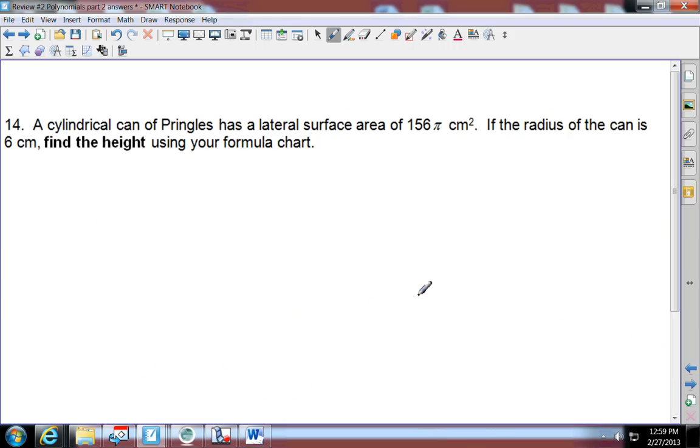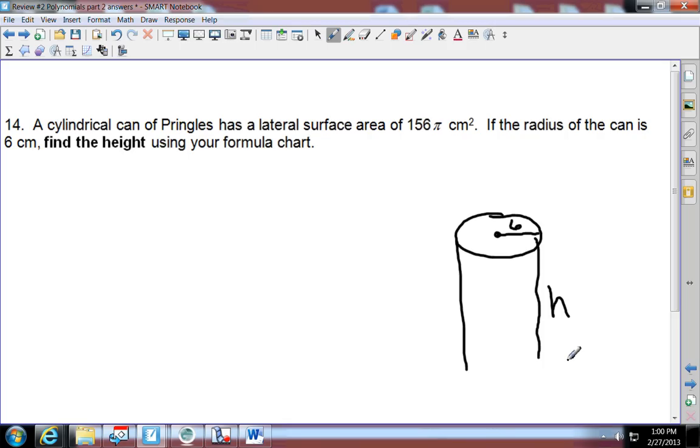Number 14. A cylindrical can of Pringles has a lateral surface area of 156 pi centimeters squared. If the radius of the can is 6 centimeters, find the height using your formula chart. Well, first off, here's my cylinder. It says the radius right here is 6. And they want to know the height. Now, let's look at the formula chart and see what the formula is for lateral surface area.